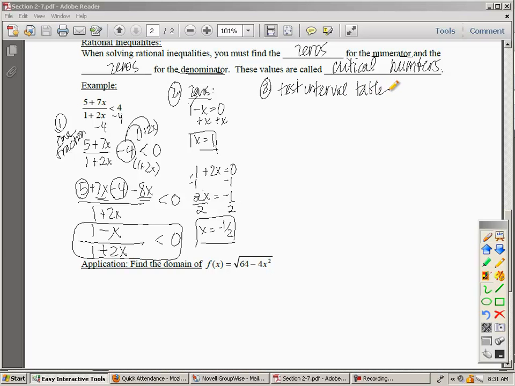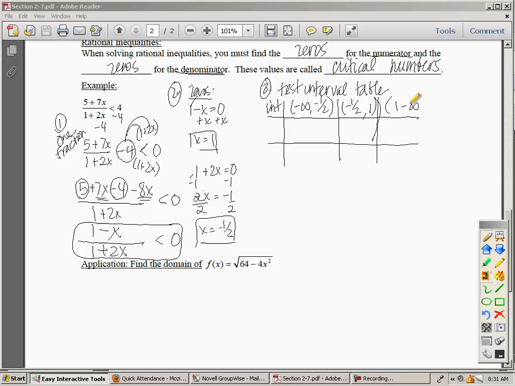And then we'll find our solution. Okay? This table, again, guys, if I had a way around it, I would, but you have to show me the table. So I know my intervals. I have from negative infinity to negative 1/2, from negative 1/2 to 1, and then from 1 to infinity. And we're making our intervals.